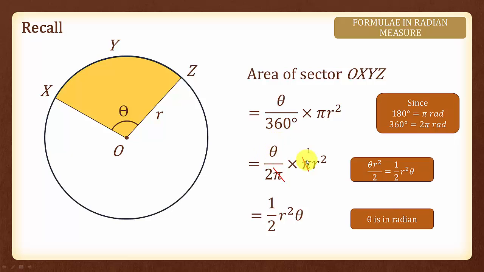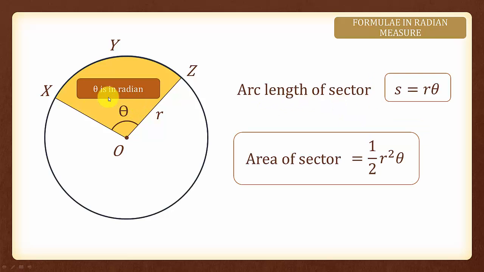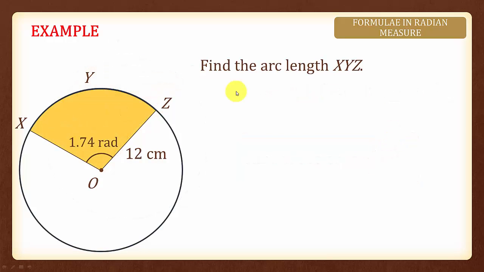You'll notice that theta and r square is at the numerator and 2 is at the denominator. And we can rewrite this form as 1 over 2 r square theta to give us half r square theta to find the area of sector. When the angle given is in radian, we will use the formula half r square theta to find the area of sector. If the angle given or the angle that you are finding is in radian, do use these two formulae instead.